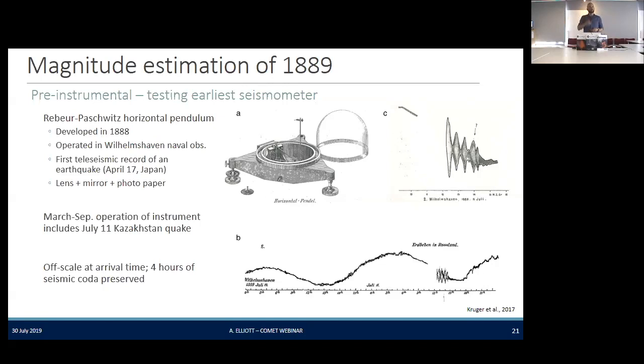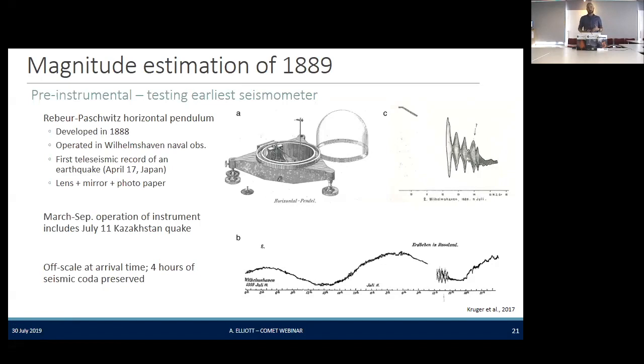This was a horizontal pendulum. It was installed in Germany, and you can see the record of the earthquake here. The full record is shown on the lower panel here, and this is a schematic showing the sort of envelope of the waves. You can't see the individual wiggles because the way that it was recording basically didn't permit that.